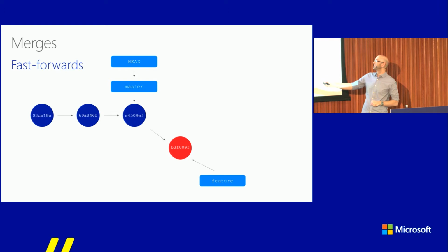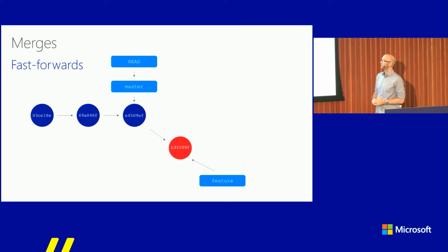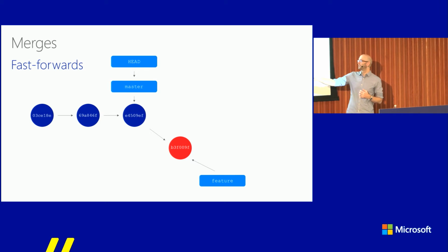So what happens is, let's say we're on the master branch and we're pointing to this E4509. And what we want to do is merge the feature branch into our master branch. So, I mean, you can look right on the graph and see that there's nothing to do because the feature branch derives directly from this commit right here, and we haven't made any subsequent changes off of it.